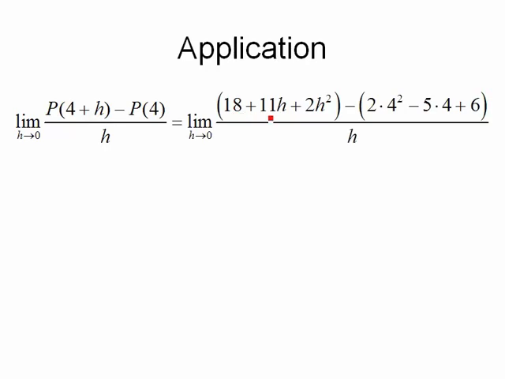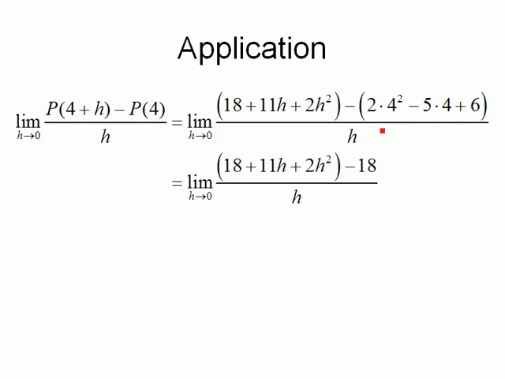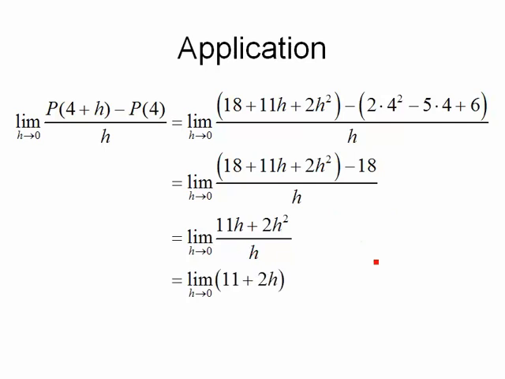So I'll have 18 plus 11h plus 2h squared minus, putting 4 into the function, 2 times 4 squared minus 5 times 4 plus 6. Now we need to start simplifying the top of that fraction. All of these numbers in the second part, P of 4, just give me 18. Now I can combine that with the 18 in this other piece in parentheses. So what I'm left with is 11h plus 2h squared over h, and I'm going to factor out h on top. So I get h times 11 plus 2h, and now that h is going to cancel with the h in the denominator. So what I get is the limit as h approaches 0 of 11 plus 2h, and as h gets very small, that second term will be 0. Since the first term does not have an h in it, it's just going to stay as 11. So the answer here is 11.